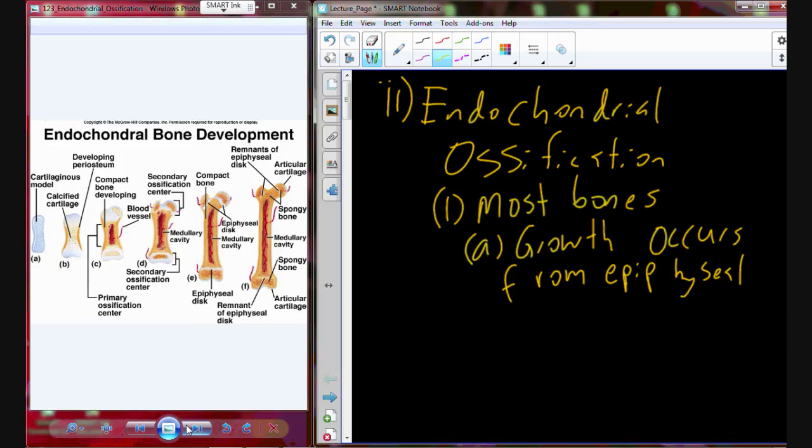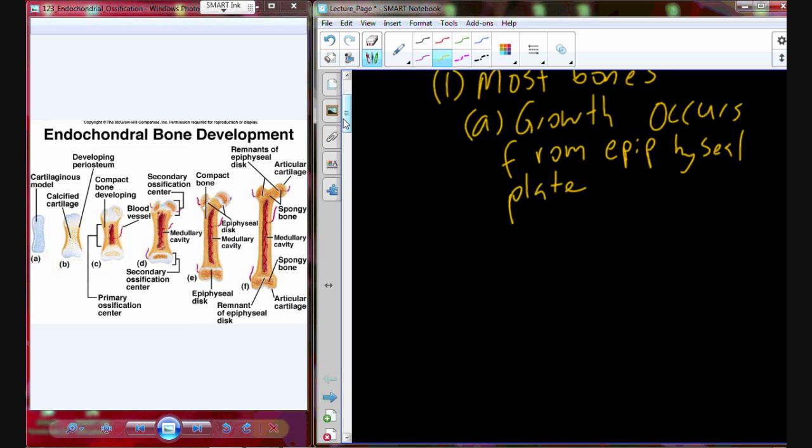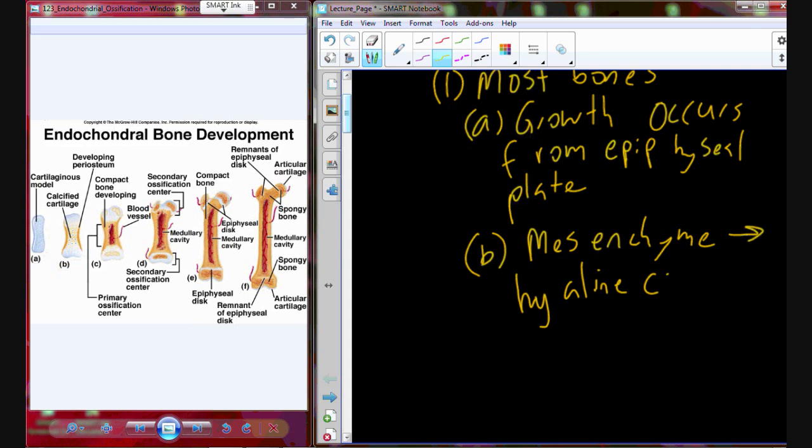So for most bones, we have growth that occurs from the epiphyseal plate. And so we're going to have to basically use this endochondral ossification to form this epiphyseal plate for further elongation and growth. So again, working from the mesenchyme, this embryonic tissue that will give rise to our bone tissue, initially we have production of a hyaline cartilage model or body.